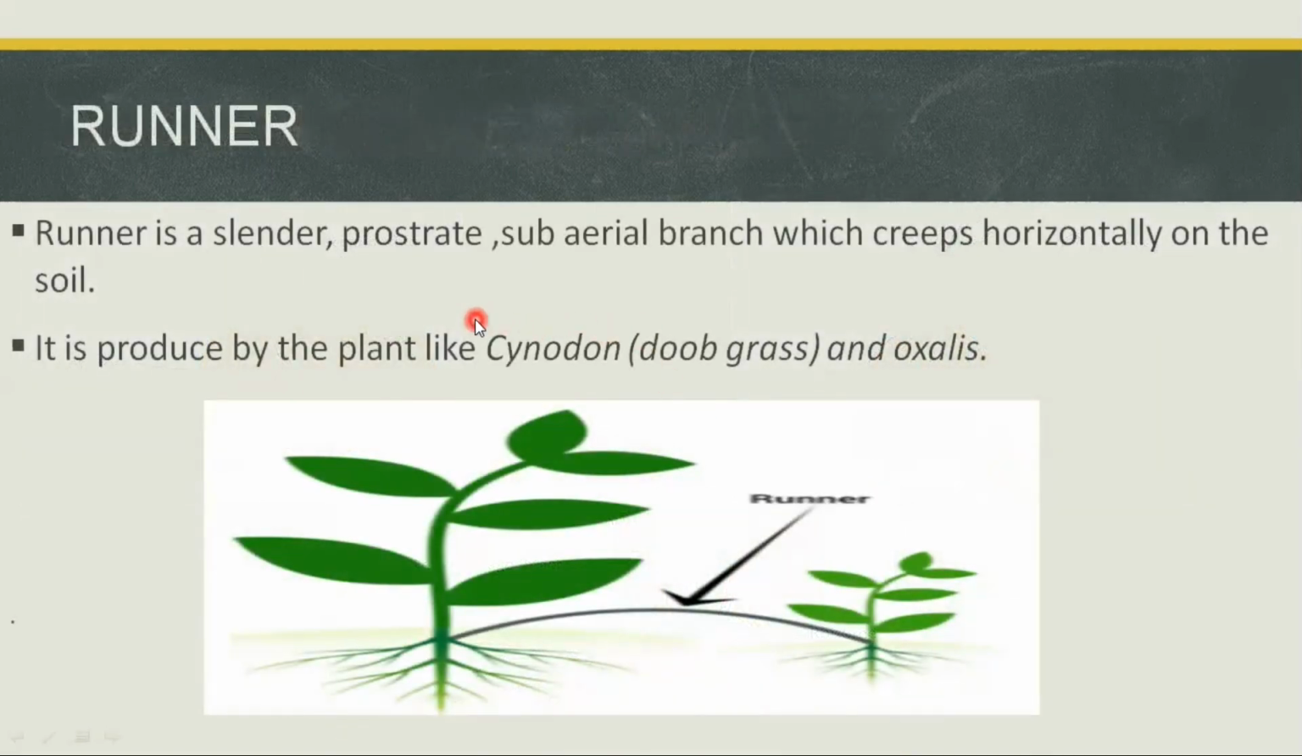Now, what is a runner? A runner is a slender, meaning thin, prostrate, meaning spreading on the ground, subaerial branch which creeps horizontally on the soil. It is produced by plants like Cynodon, dubgrass, and oxalis. In Marathi, dubgrass means durva and oxalis means lawn grass. Suppose this is a parent plant, and the runner is produced from the parent plant to increase the number of generations. Again, this plant will produce a runner with the help of nodes and internodes, and the runner will spread on the ground in all directions to increase the number of plants.